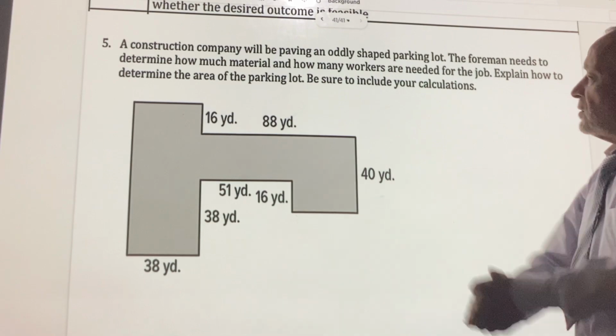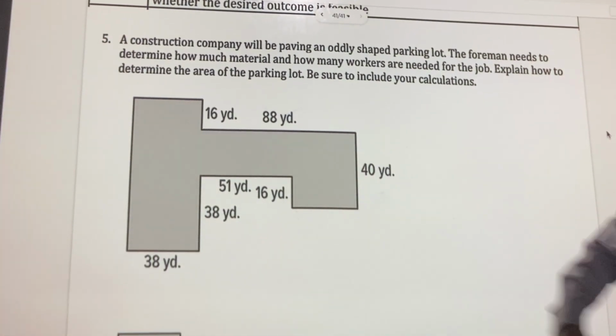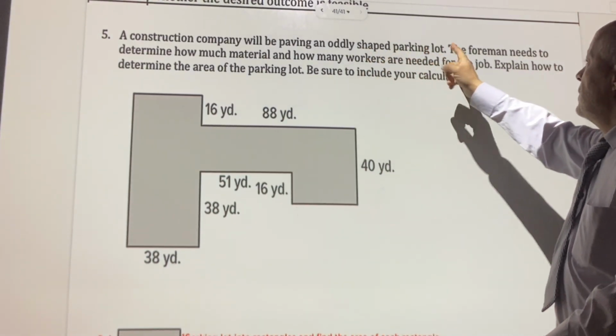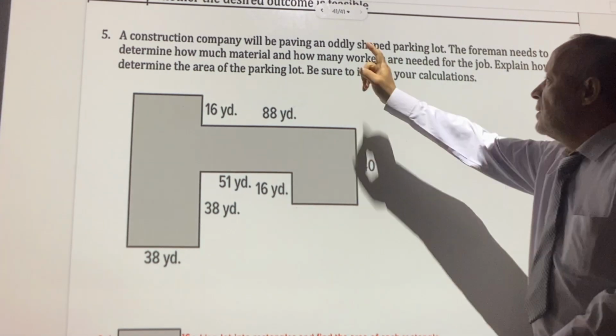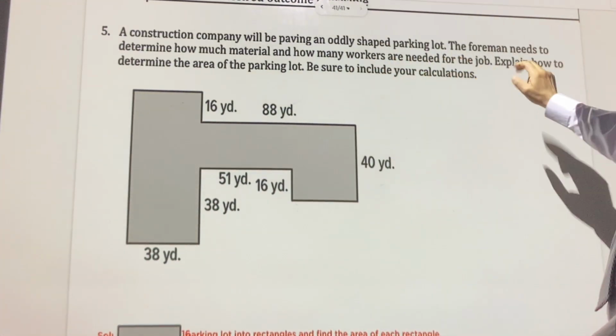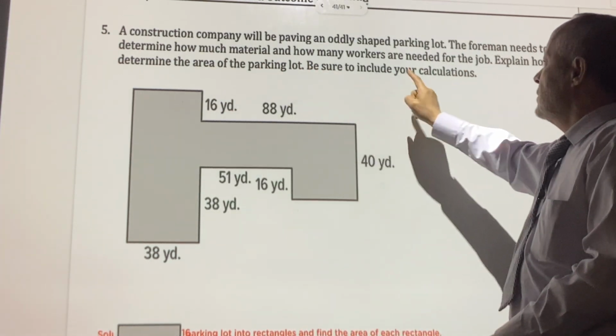Question 5. Who can read this question? Me. Go ahead. A construction company will be paving an oddly shaped parking lot. The foreman needs to determine how much materials and how many workers are needed for the job. Explain how to determine the area of a parking lot. Be sure to include your calculation.